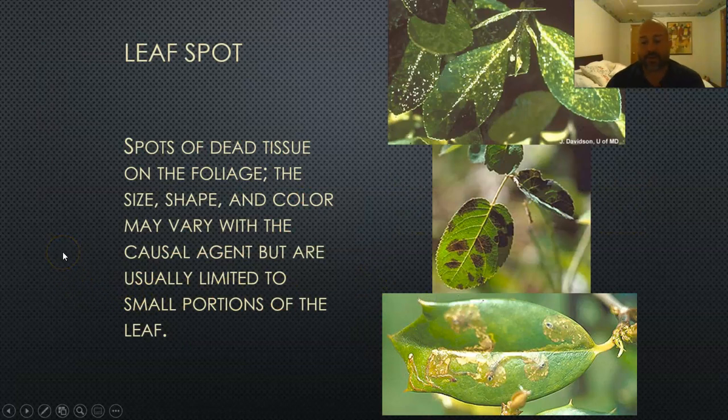And then of course leaf spot, which we just said should be smaller, is spots of dead tissue on the foliage. The size, shape, and color may vary with the causal agent, but are usually limited to small portions of the leaf. This is a great example right here of leaf spot, and we have a couple other examples of leaf spot as well.